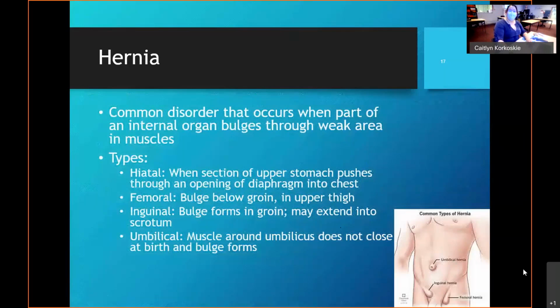Wait, Caitlin, what do they do during the surgery? Do they just remove the muscle? Depending. If it's strangulated, meaning it pushed through the muscle and that opening is cutting off circulation to that part of the intestines, then depending on how long it's been like that, if that area is dead, they basically have to cut it out and then reconnect the intestines somewhere. Is the internal organ mostly the intestines, or only the intestines? It's only the intestines.